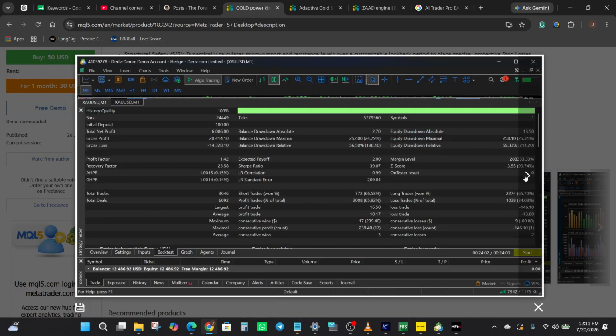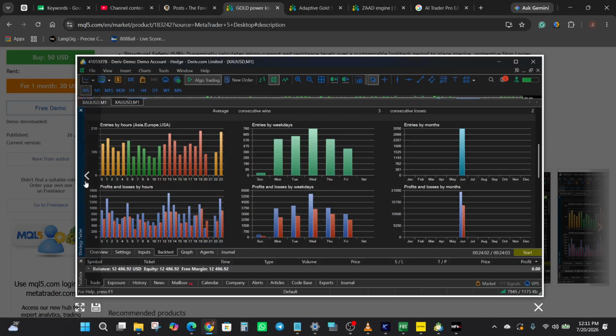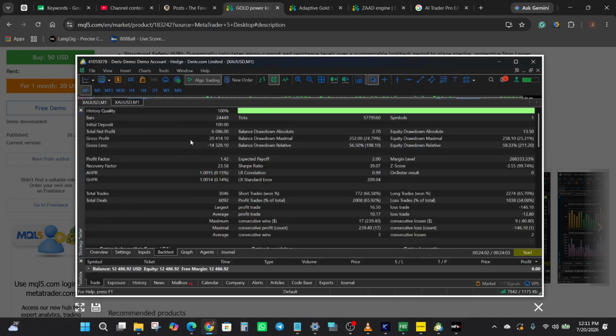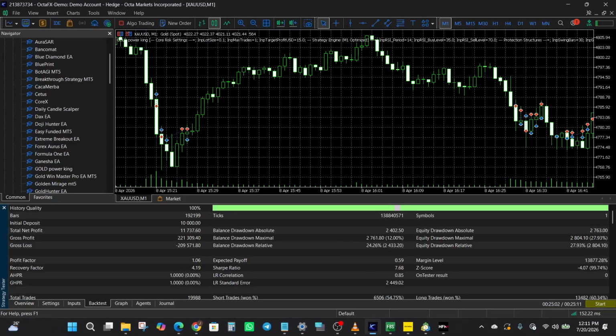And looking at the result here, it shows initial deposit $100, net profit over $6,000. Wow, over 3,000 trades taken, 65.92% win rate. Okay, I can see that the maximum consecutive wins were 17, pretty impressive, yielding $239.4. Consecutive losses were 9, just $80.8. Okay, let's head over to our strategy tester, the test I conducted myself.